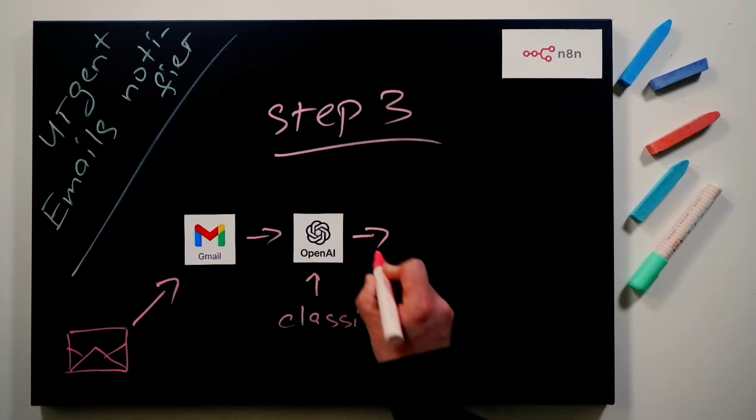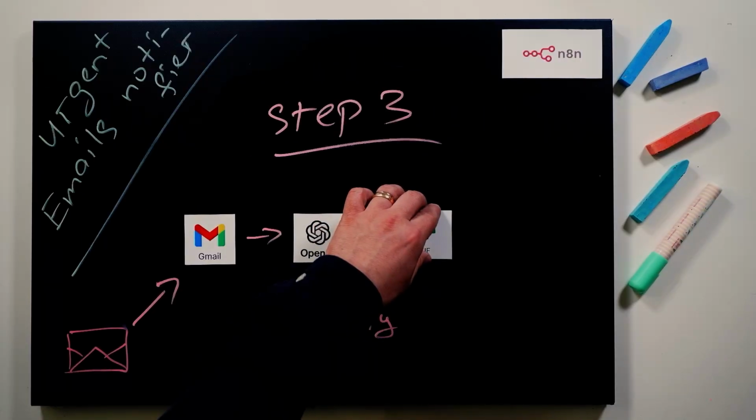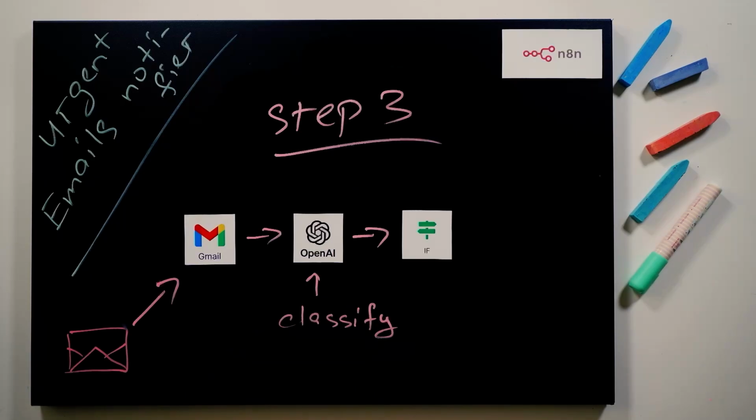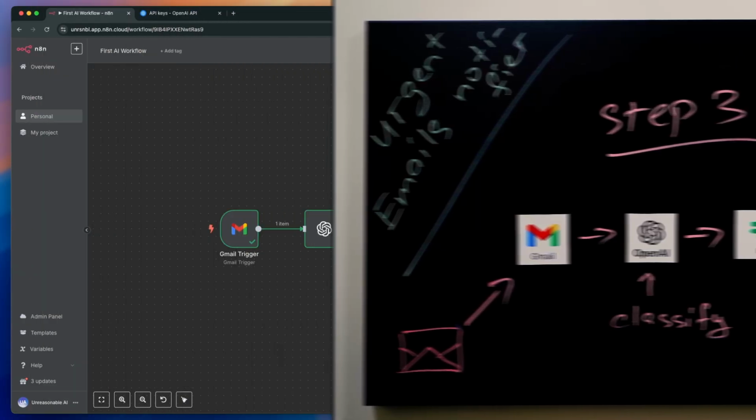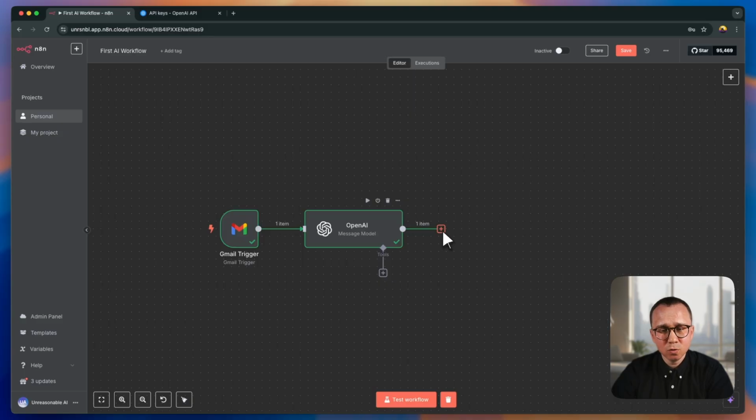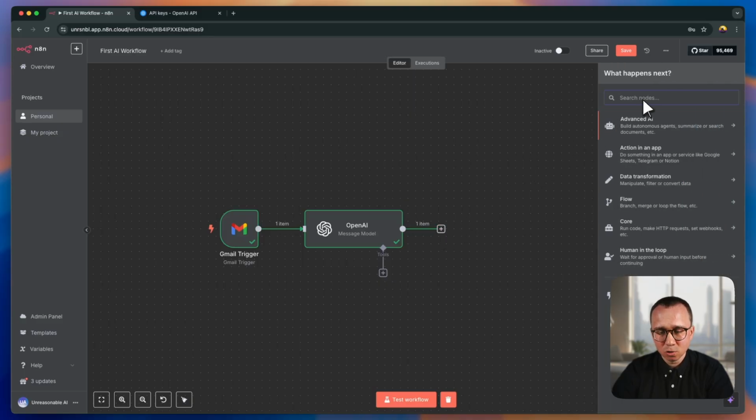Step 3 is a quick one, but it introduced a very useful tool in n8n, the if node. This node checks incoming information, in our case, the response from OpenAI, and routes the workflow based on the result. If the email is marked urgent, we will proceed and send a Telegram message. If not, the workflow simply stops here. In order to add the if node, what we need to do is just press plus and search for if.